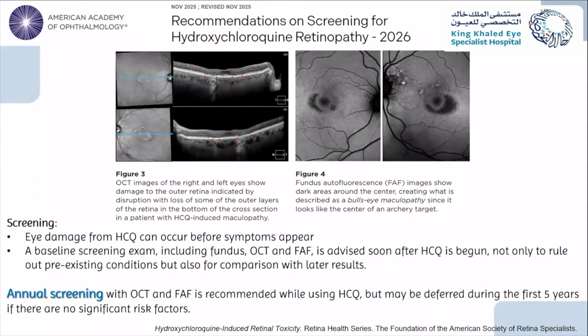We have to do a baseline screening, so we can compare it with future images, and annual screening will be needed. Sometimes we can defer the screening until after 5 years if the patient has no significant risk factors.